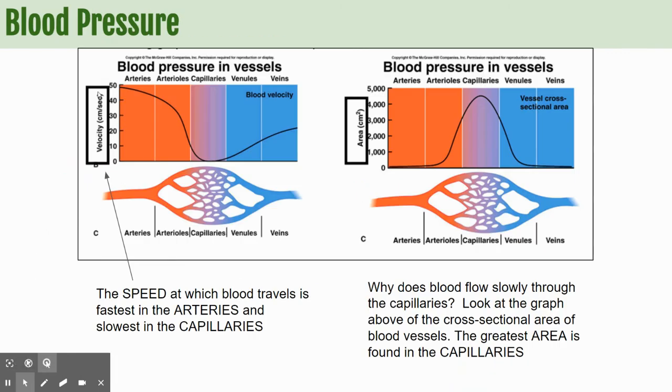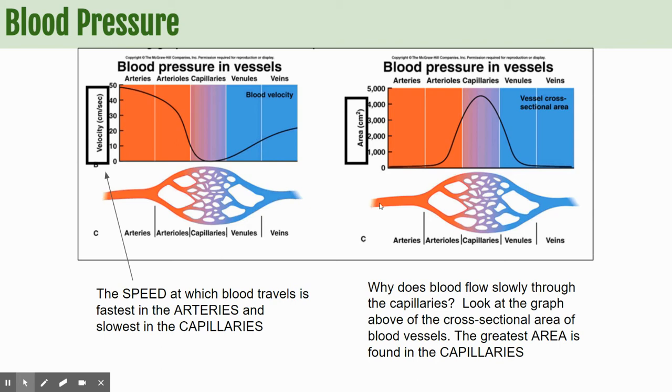Now, these two scales are looking at speed, so velocity, and the cross-sectional area of where the blood is going through here. So the speed of the blood in the arteries is very fast, right? As soon as it gets to the capillaries, it slows down quite a bit. Now, this is because the capillaries have a lot of area.